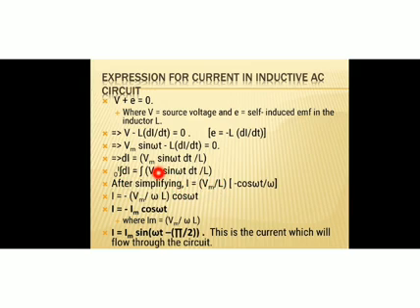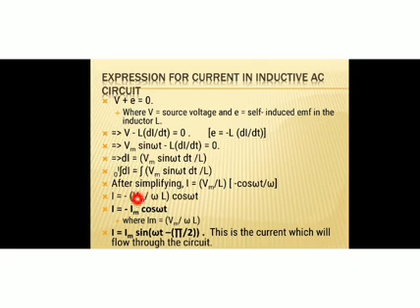Then integrate sin omega t dt. So what is the integral of sin omega t? Integral of sin omega t is minus cos omega t by omega. Again, this omega is constant, so bring this omega outside the bracket. So you will get minus Vm by omega L into cos omega t.